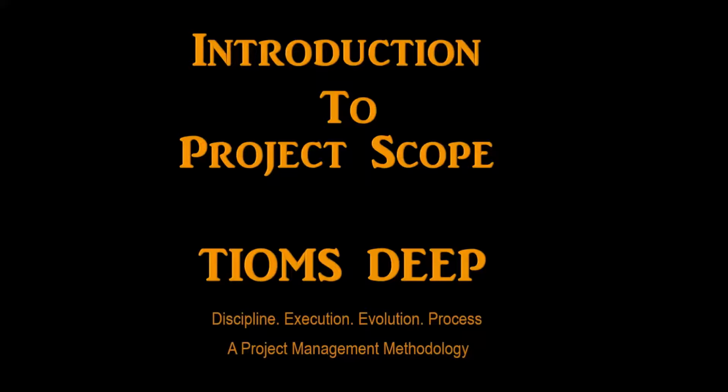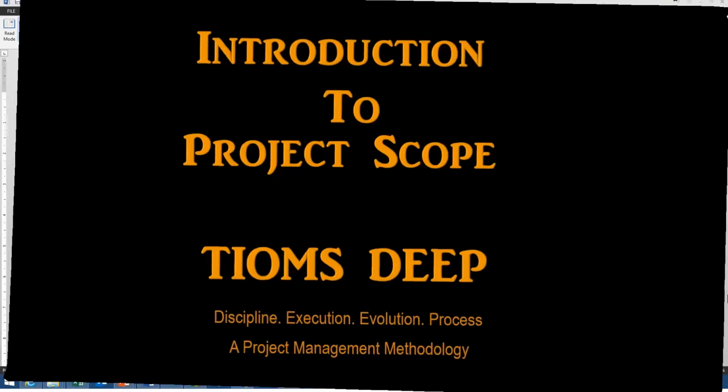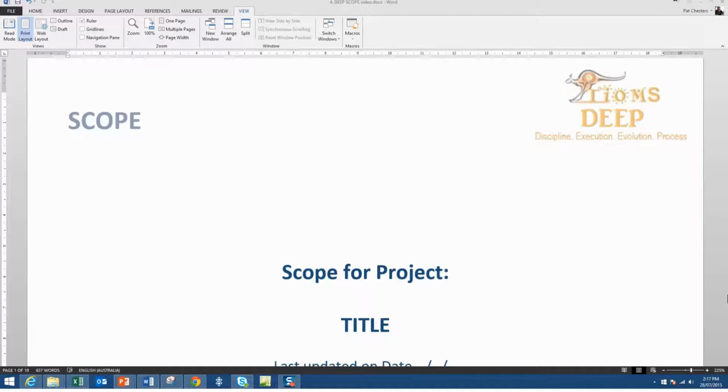An introduction to project scope. This part of the DEEP project management system deals with the scope. The scope document for a project is extremely important. This document allows you to make it very clear to people working within the project, and for people waiting to get the results of the project, what the project is about. What will it deliver?